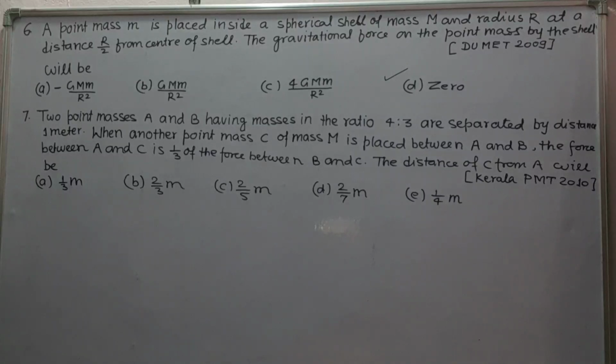Next question number 7. The question is, two point masses A and B having masses in the ratio 4:3 are separated by a distance 1 meter. When another point mass C of mass capital M is placed between A and B, the force between A and C is 1/3 of the force between B and C. Then the distance of C from A will be, these are the options. Now, solution to question 7.